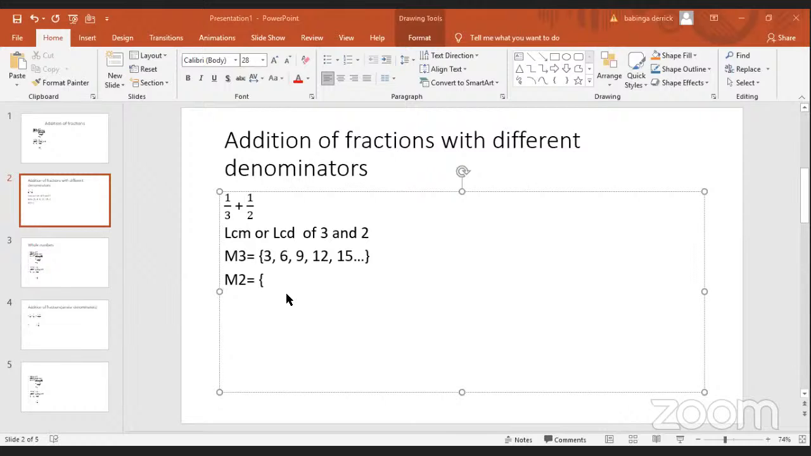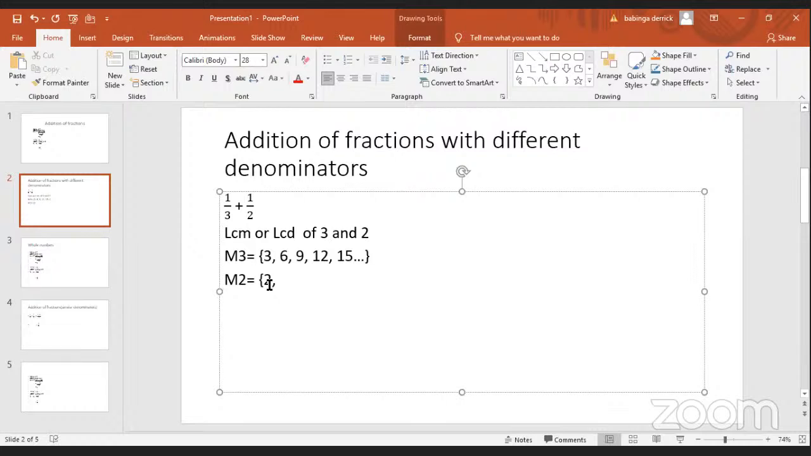The first multiple of 2 is? We get a multiple of 2 by multiplying 2 by 1, 1 times 2, and the answer is? 2. Thank you so much. The answer is 2. So what will be the next if the first is 2?